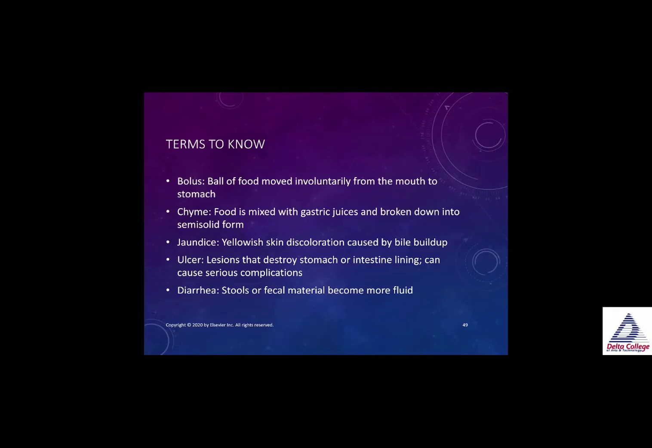An ulcer is a lesion that destroys the stomach or the intestinal lining and can cause serious complications. They can even perforate and leak hydrochloric acid from the stomach into the abdomen, which is deadly. Not to mention, ulcers bleed, so there's a lot of bleeding that comes from that. And then diarrhea is stools or fecal matter that become more fluid. Constipation is when you're backed up and they're too firm. There's not enough water in them.